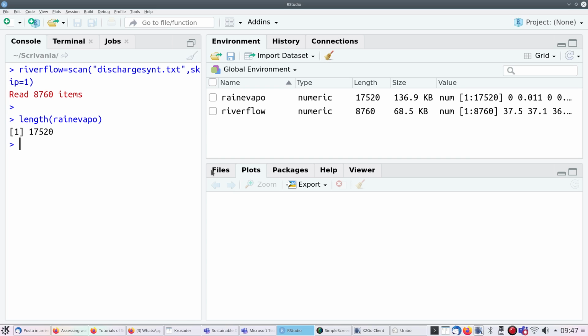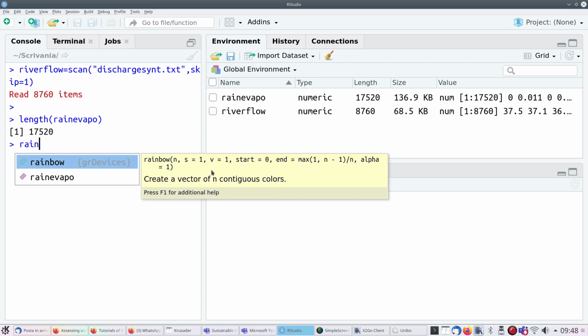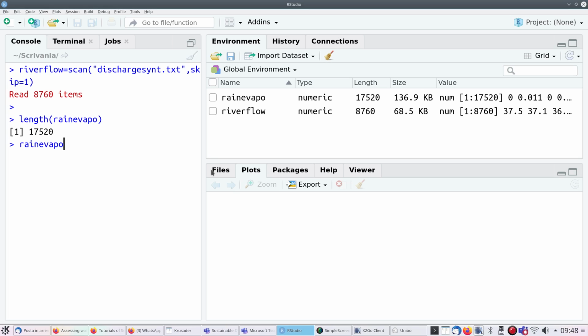Okay, now, as I said, the rain file is twice longer than needed. And the reason is that there are evapotranspiration data there, which we don't need. So we have to extract them. Also, keep in mind that we basically uploaded the rain data in a way that it mixes rain and evapotranspiration. Let's see a couple of numbers to see what I mean.